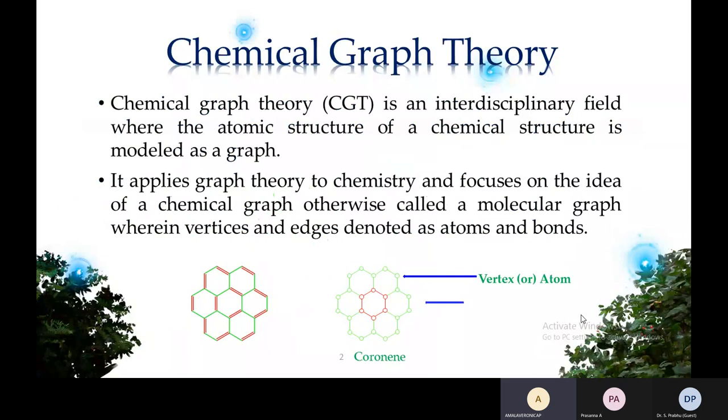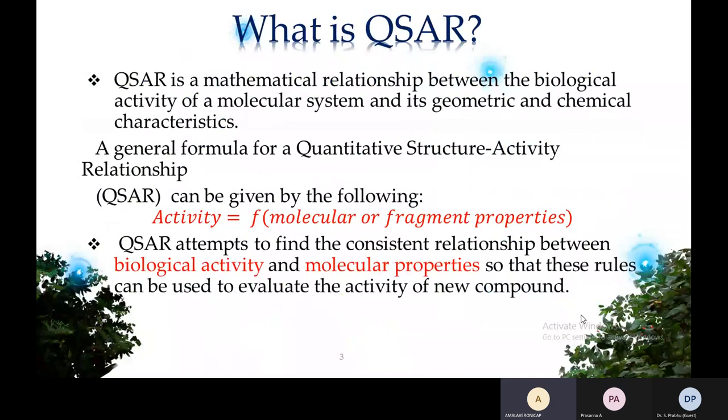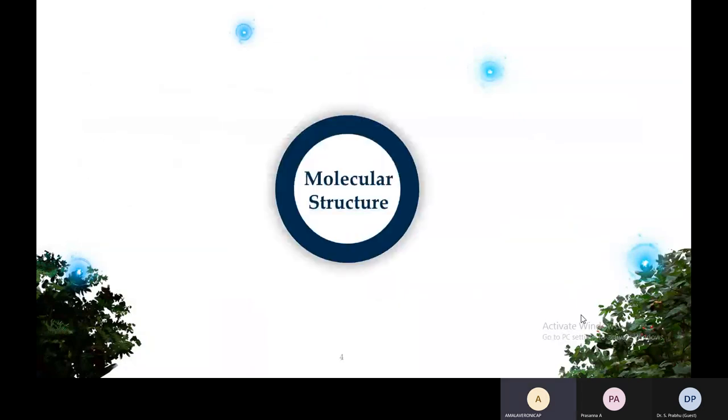What is QSAR? Quantitative structure activity relationship. It is a mathematical relationship between the biological activity of a molecular system and its geometrical and chemical characteristics. A general formula for the QSAR relationship is: activity is equal to a function of molecular properties. QSAR attempts to find a consistent relationship between biological activity and molecular properties, so that these rules can be used to evaluate the activity of a new compound, molecular structure.